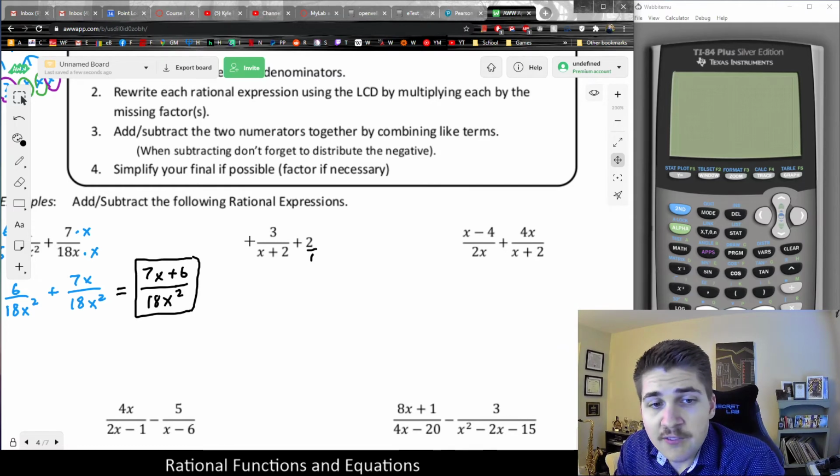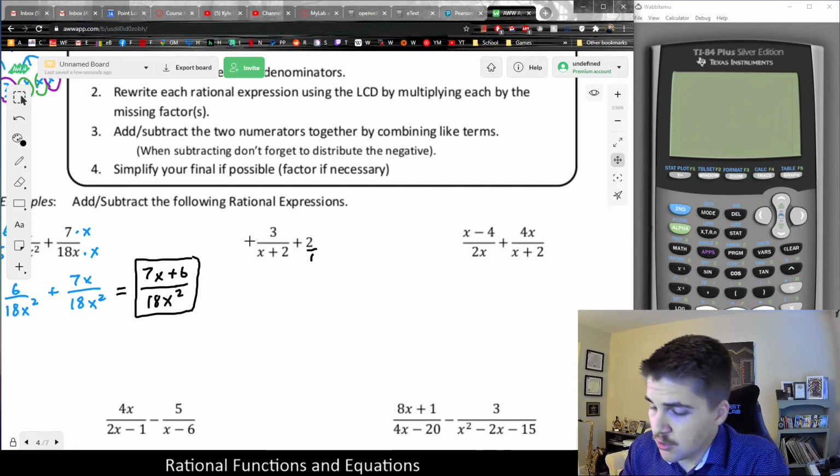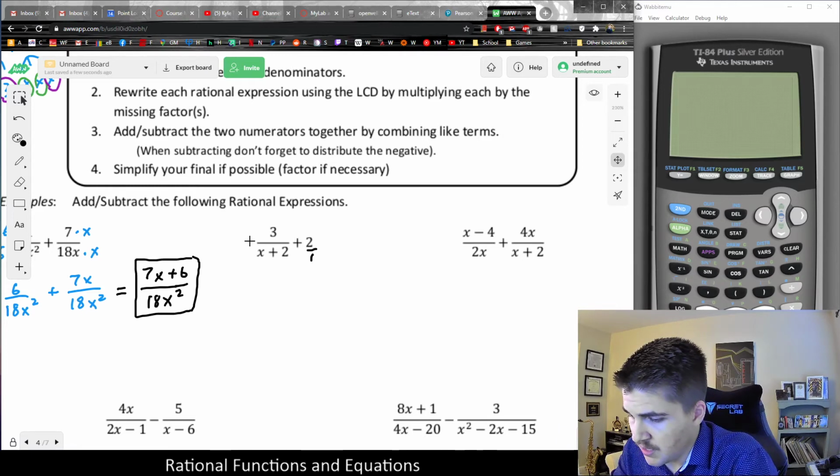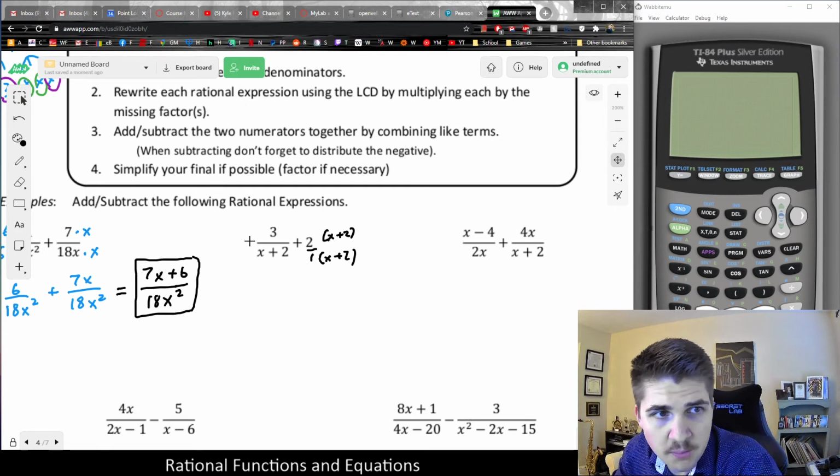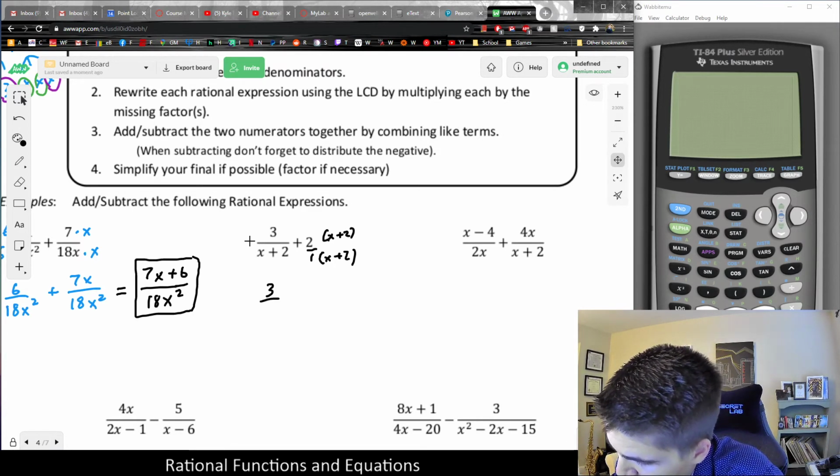And once I do that, I could figure out, well, the LCD between x plus 2 and 1 is just x plus 2. So in this case, I would want to multiply the second fraction by x plus 2 on top and bottom, again, because I always have to do both top and bottom in order to match them up. And so the first one I can actually leave alone, and the second one would leave me.